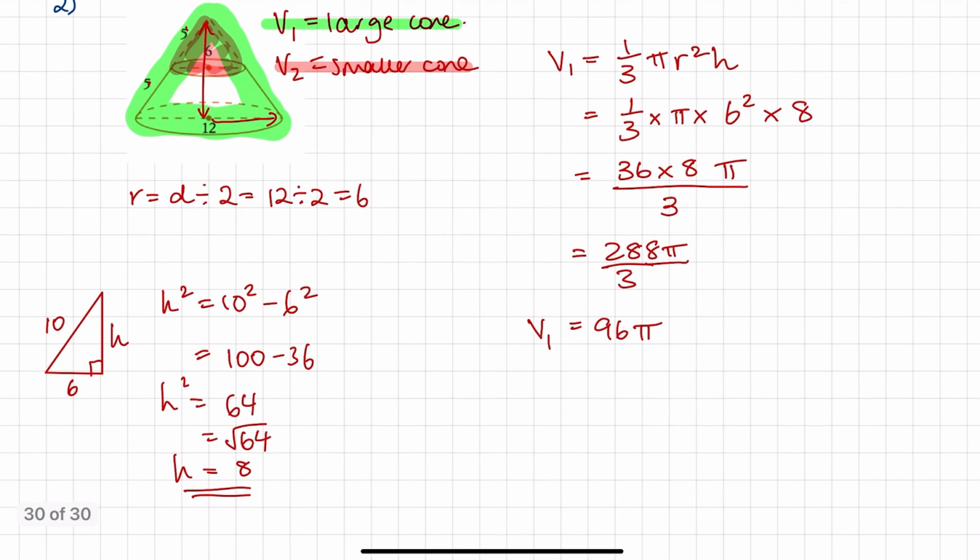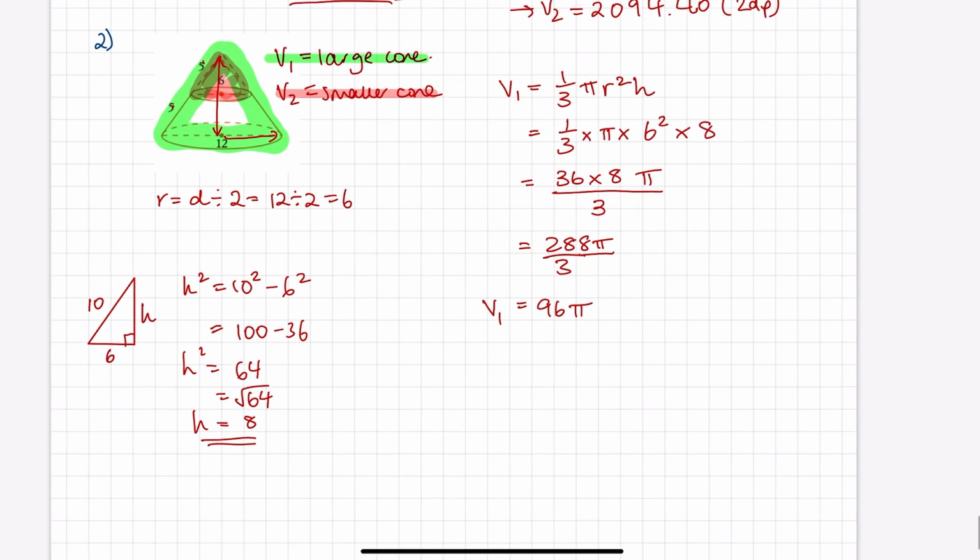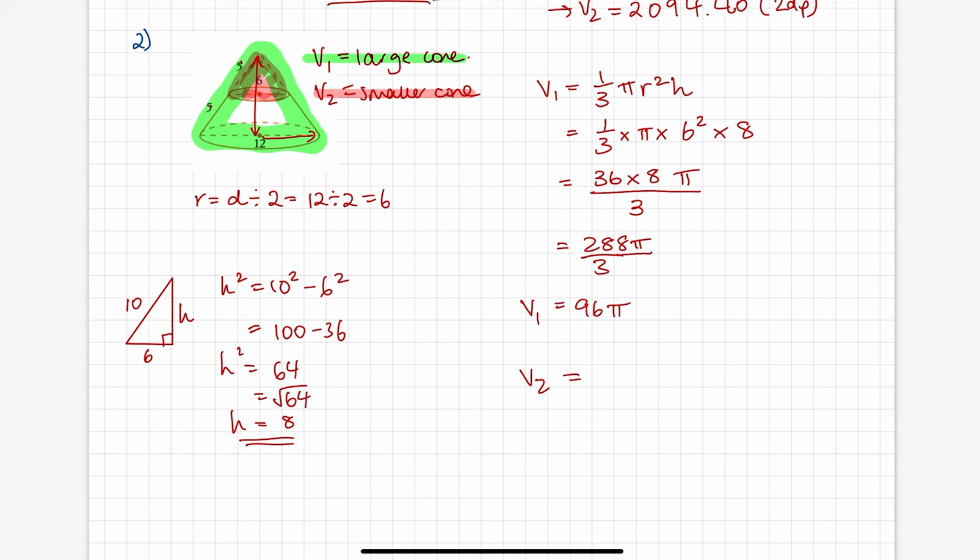Then let's find the volume of the smaller cone. So volume 2 is exactly the same as volume 1, but just different values. So a third pi r squared h equals a third times pi times the radius, which is now smaller. Our diameter here is 6, so our radius will be 3. So let's call this radius 1. Radius 2 is 6 divided by 2, which equals 3. So I'm going to put 3 squared in here, and then we're going to times by the height.